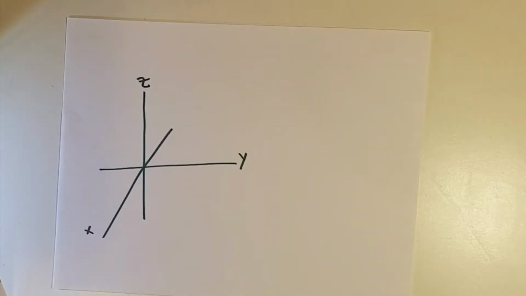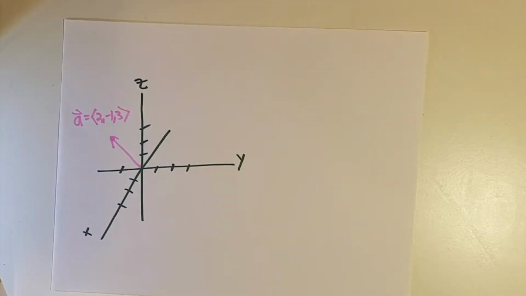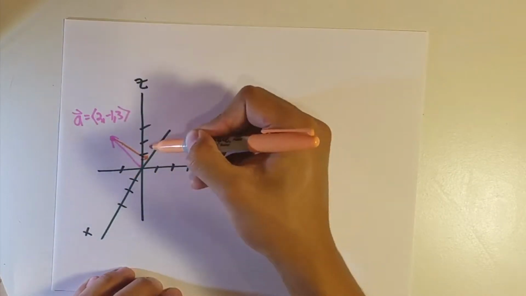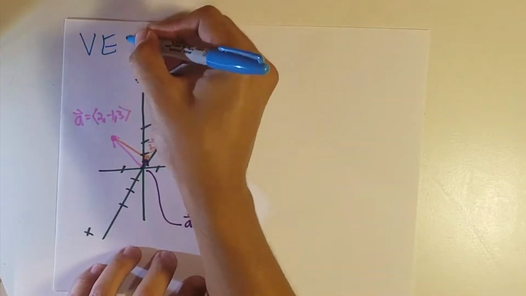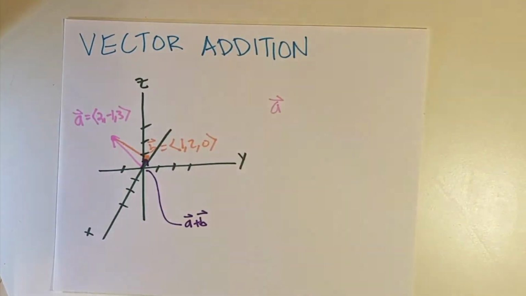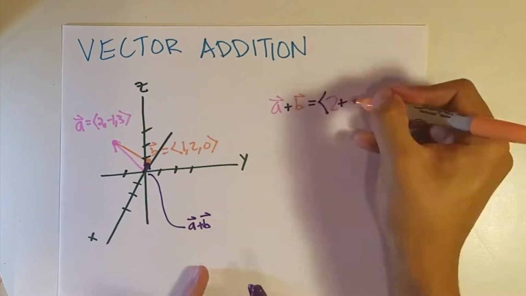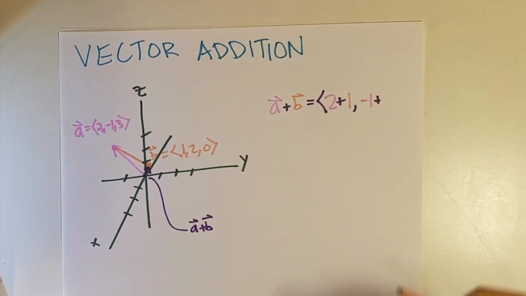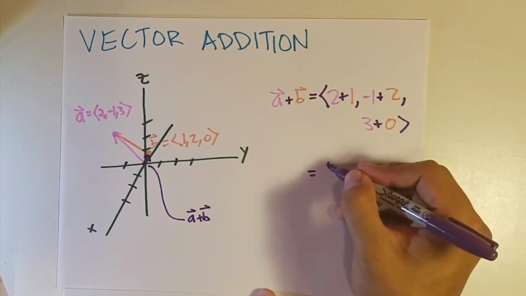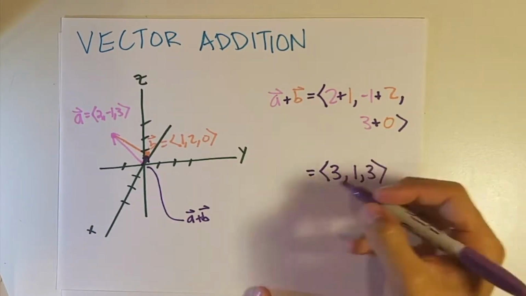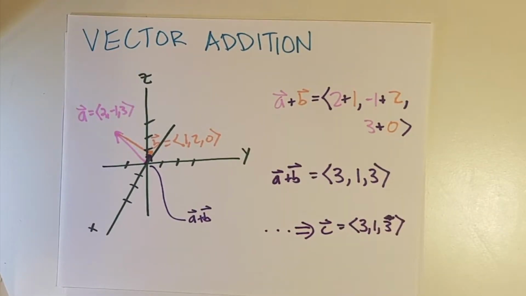Let's do an example. Let's construct a vector a equals 2, -1, 3, and put another vector b equals 1, 2, 0, and place it on the head of the a vector. What is this new vector? This introduces vector addition. To do this, we simply add each component with each other. In the x, we get 2 plus 1, in the y, we get -1 plus 2, and in the z, we get 3 plus 0. And altogether, our new vector a plus b equals 3, 1, 3. We now assign this new vector as the c vector.